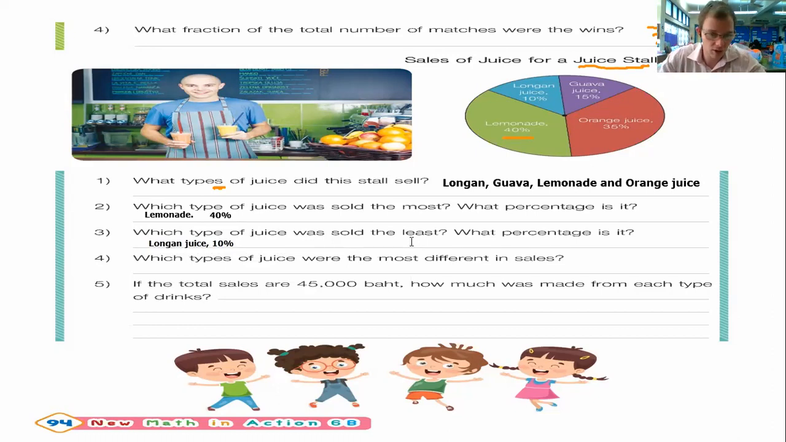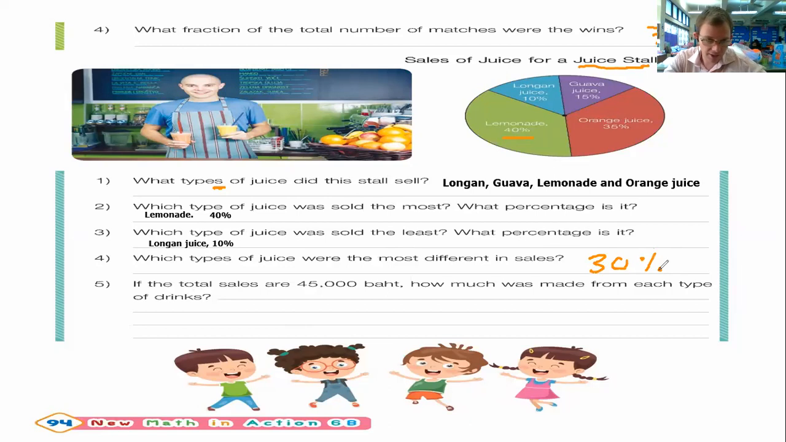Two more to go. So which types of juice were the most different in sales? Lemonade and longan juice. Excellent. And they have a 30% difference in sales. I'll just write 30% at the end. That's how you compare those two again. Very good idea. Thank you very much.